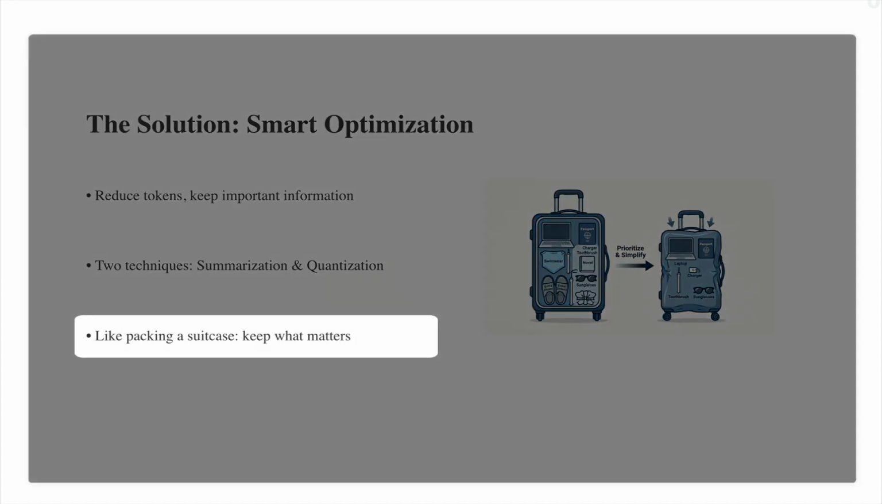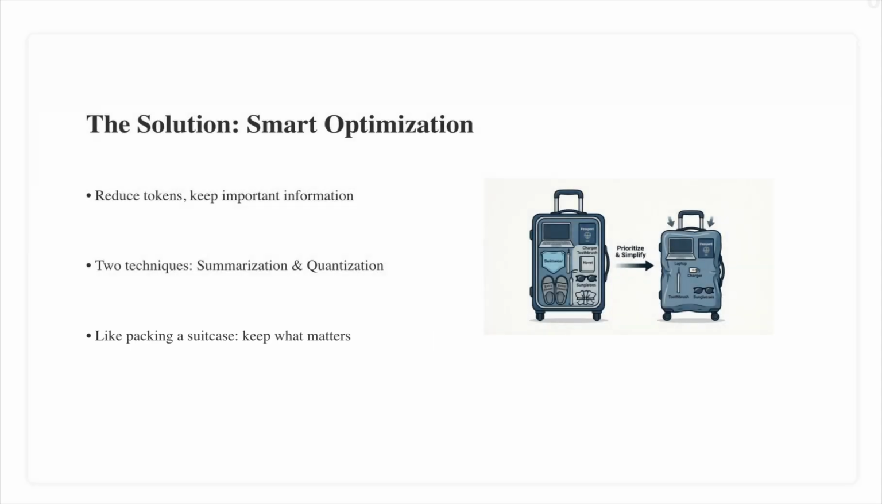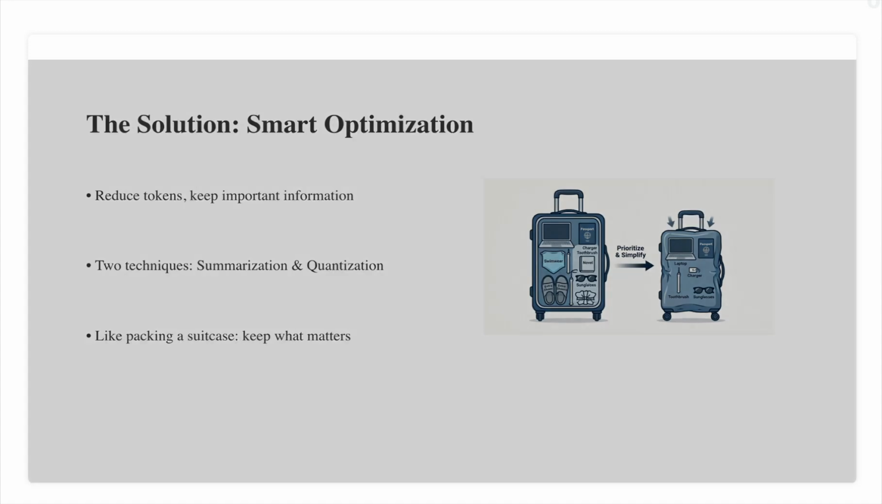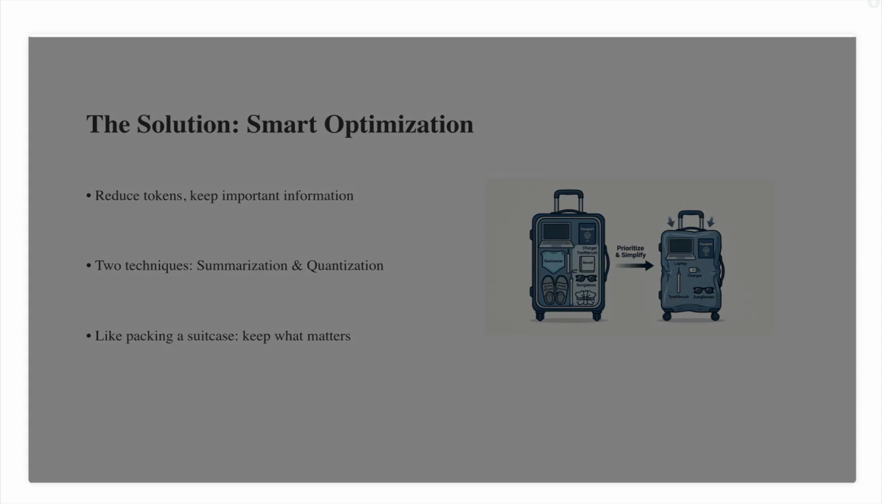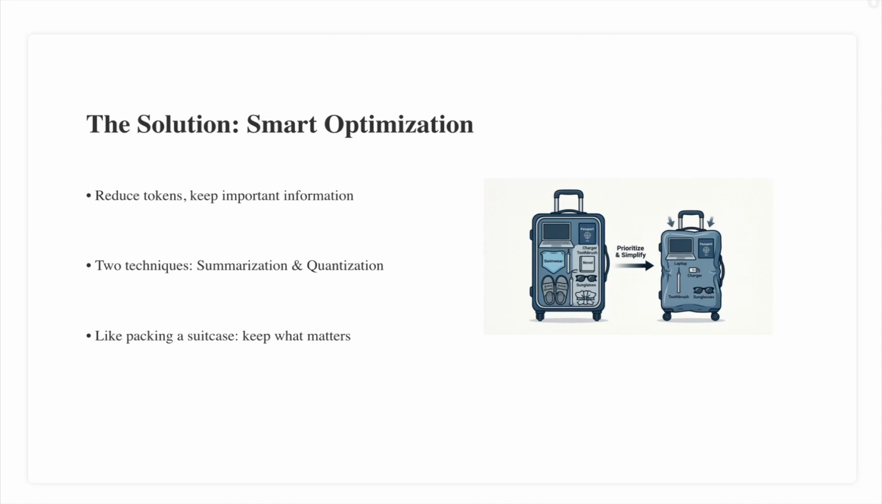Here's a helpful way to think about it. Imagine you're packing a suitcase for a trip. You want to fit everything important, but you also want to make it compact. You keep the essentials, fold things tightly, and remove unnecessary items. That's exactly what these optimization techniques do for AI memory. This visual helps illustrate how we can organize and compress information efficiently, just like packing that suitcase. In the next 2 pages, we'll dive deeper into each technique. First, context summarization, then quantization. You'll see exactly how they work and why they're so effective.